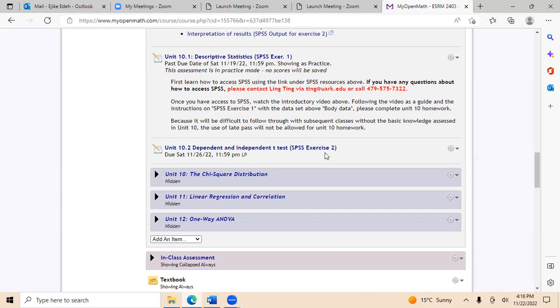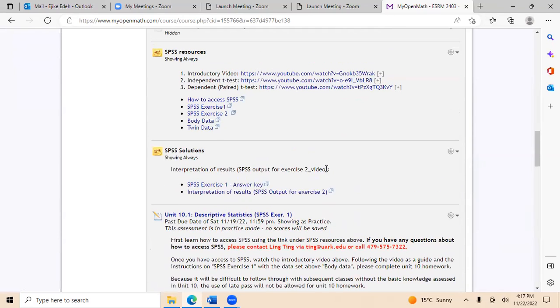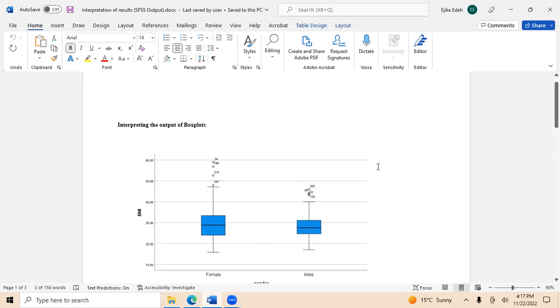So for exercise 3, which will be posted later today, you will be implementing what you've learned from completing exercise 2 and what you've learned from the video for exercise 2, which I will be posting also later today. Okay, so let's go over to the worksheets or the outputs and try to interpret them.